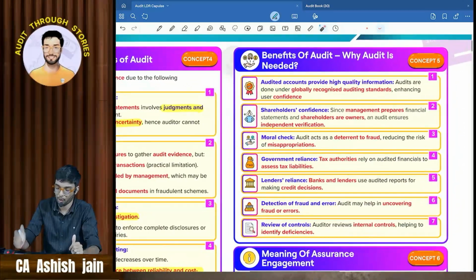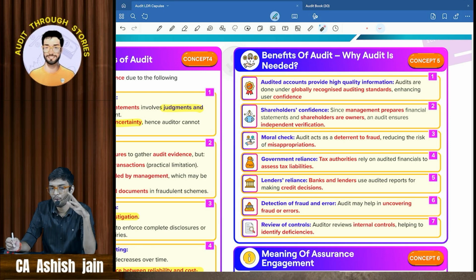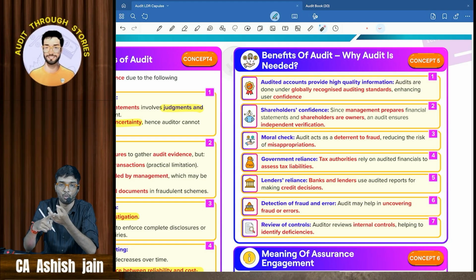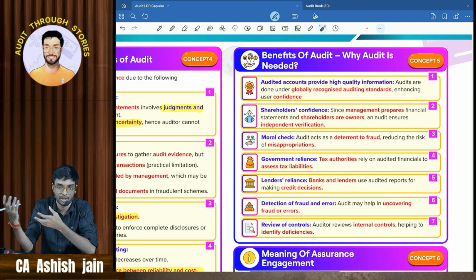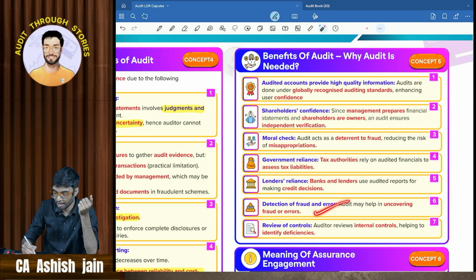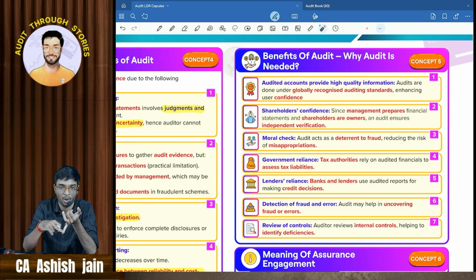Then comes what are all the benefits of audit, why audit is needed. Just imagine why a company gets its books of accounts audited by a third person. Because shareholders' confidence is very important. The government needs taxes. If a company wants to raise a loan from a bank, then the credibility of the company should be there, and only then can the lender give the loan. Then there is detecting frauds and errors, and review of controls, whether controls are operating effectively or not. Then government reliance, lender reliance, and a moral check: giving confidence to the shareholders and investors who have invested their hard earned money in the business.